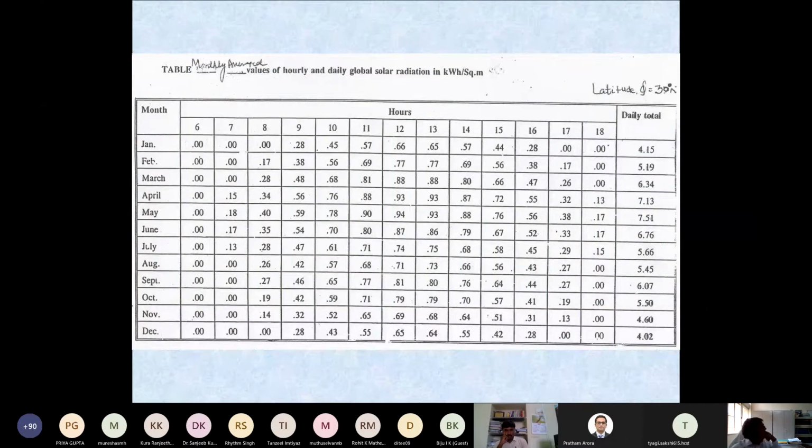Then next, I don't know if I will be able to complete it, but anyway. So finally, I will tell you in what way we arrange this solar radiation. Most of the cases we arrange.